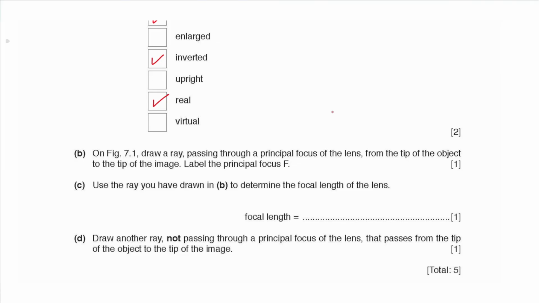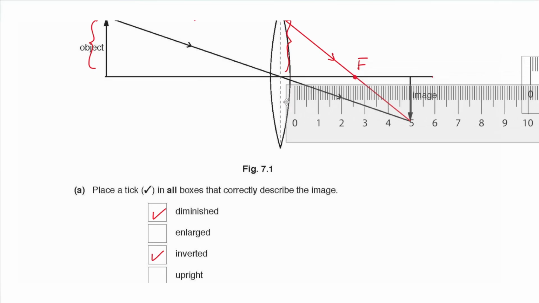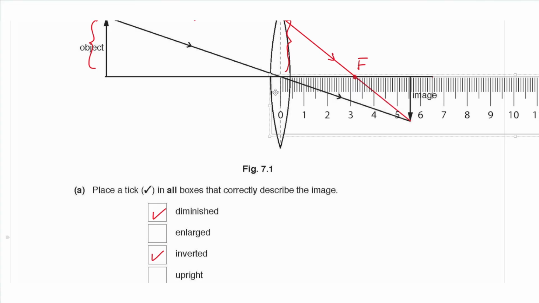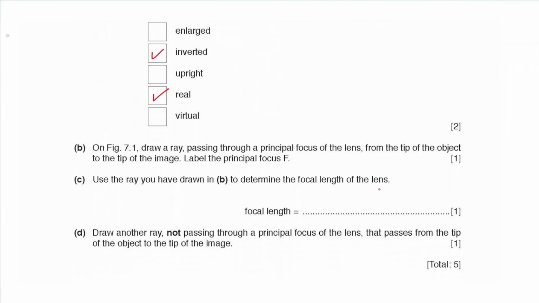Part C says use the ray you have drawn in B to determine the focal length of the lens. We can use a ruler to measure this distance since it is drawn full size. Not all of you will get the same exact number. For this diagram, we have a distance of 3.2 centimeters. So that's what I'm going to write, 3.2 centimeters.